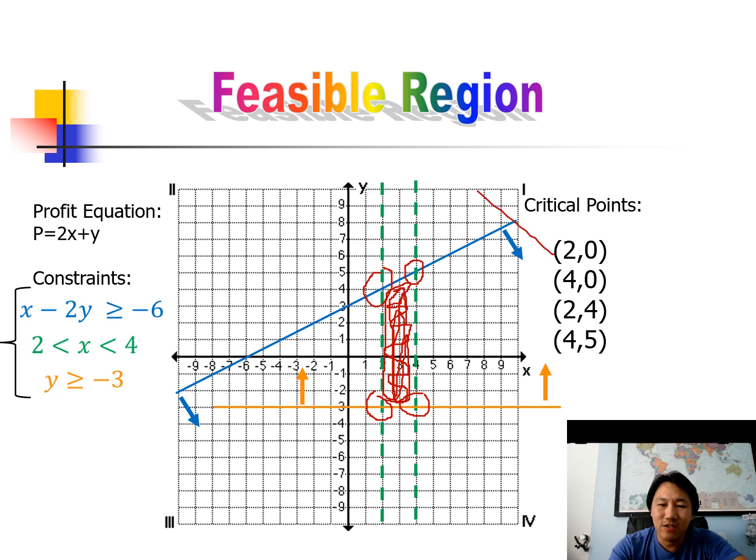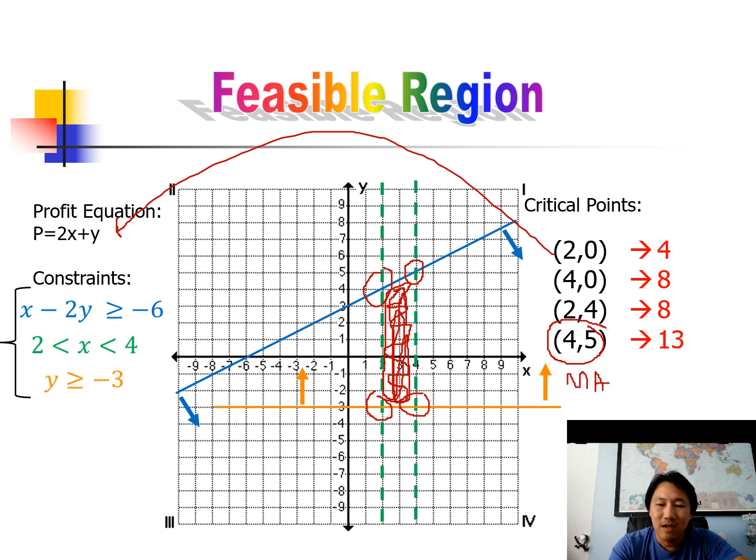And you're going to take each critical point and plug it into the profit equation. Plug in 2 and 0. You can do this in your head fairly easily to get 4, to get 8, to get 8 again, and to get 13. Of course, this will be our max because it produced the highest number. And then this is our minimum point because it produces the lowest.